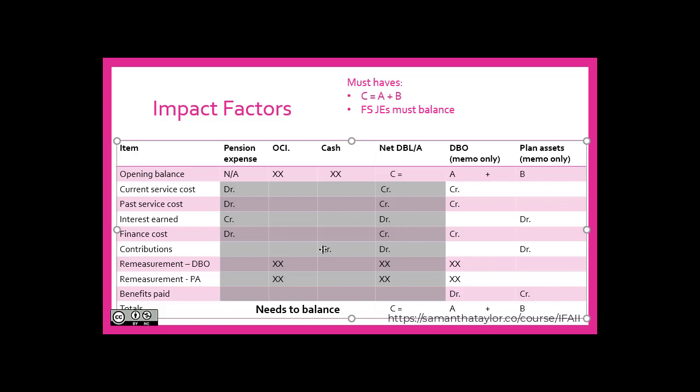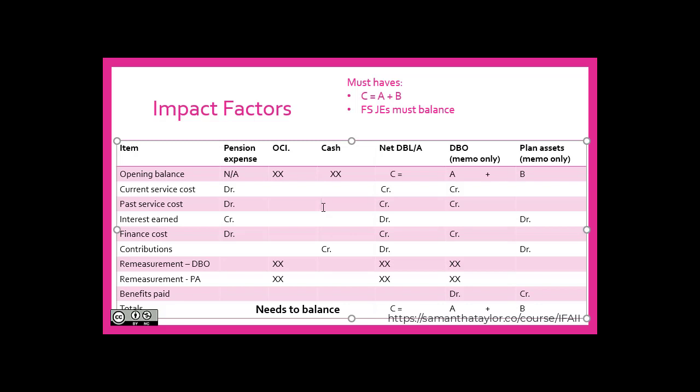And how do I know it's equal to zero? Because all of my financial statement journal entries must balance. There must be a debit for every credit. So that means that every time I do a line, this line should balance. This line should be zero. So I have two things. Every time I do a line, my C must equal my A plus my B, and my on-financial statement journal entries must equal zero. All right, so let's look at some examples.